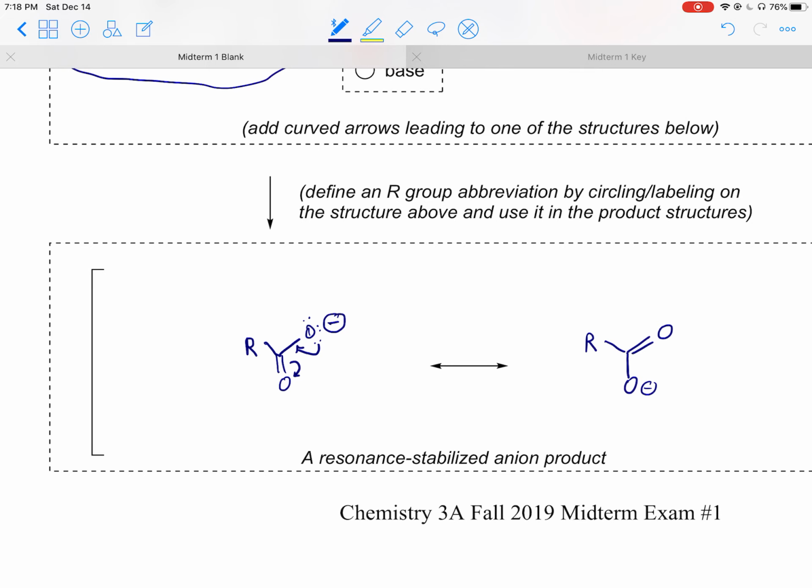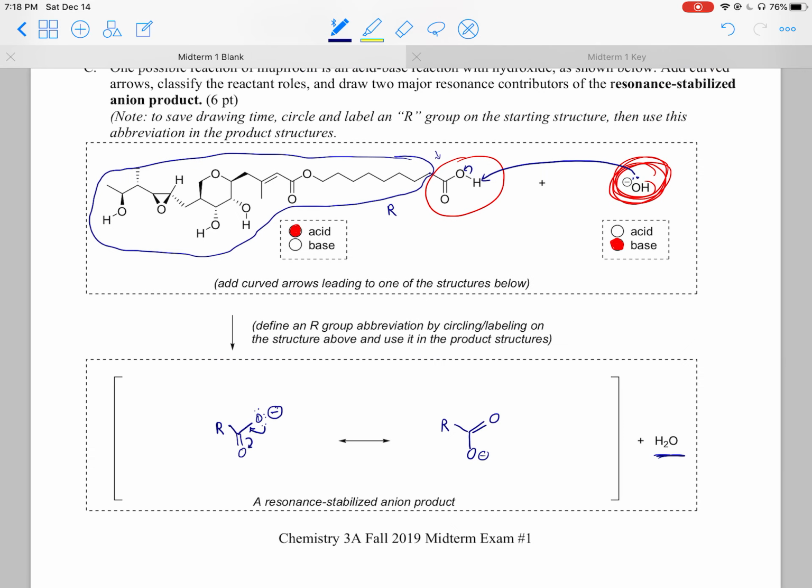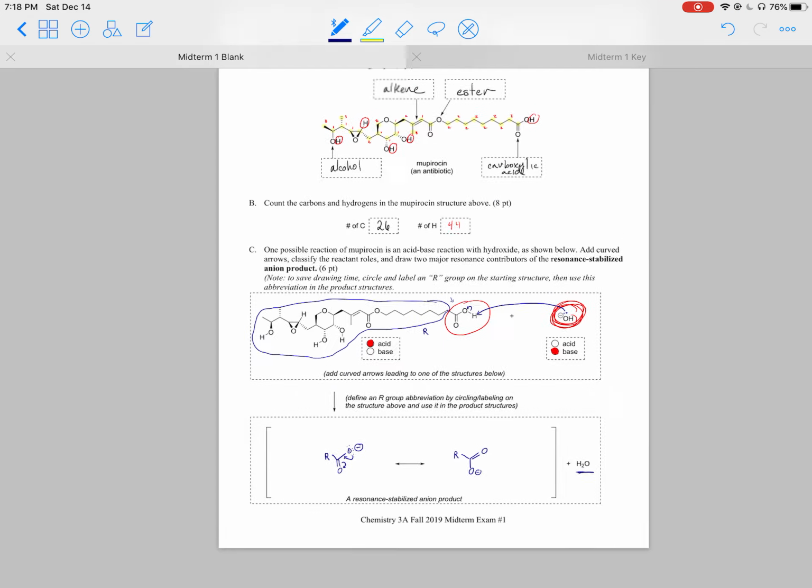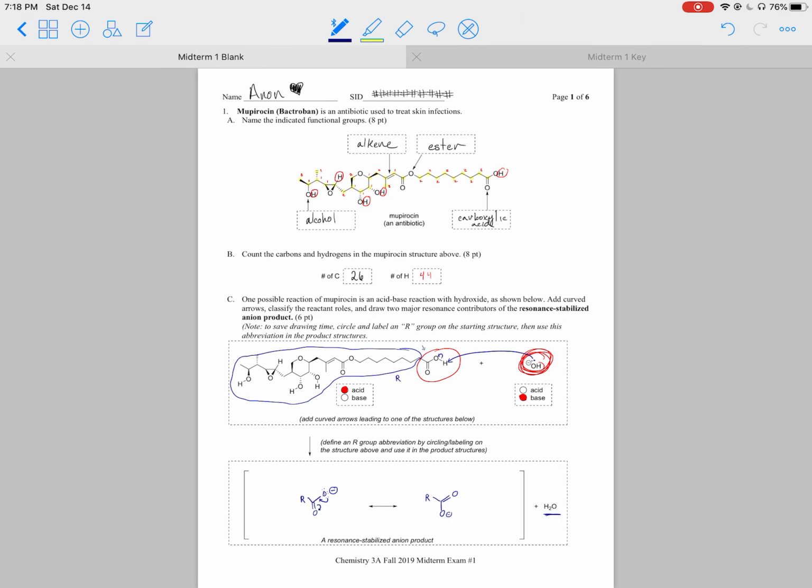So yeah, that's what stabilizes the resonance there. So that's the first page of midterm 1.